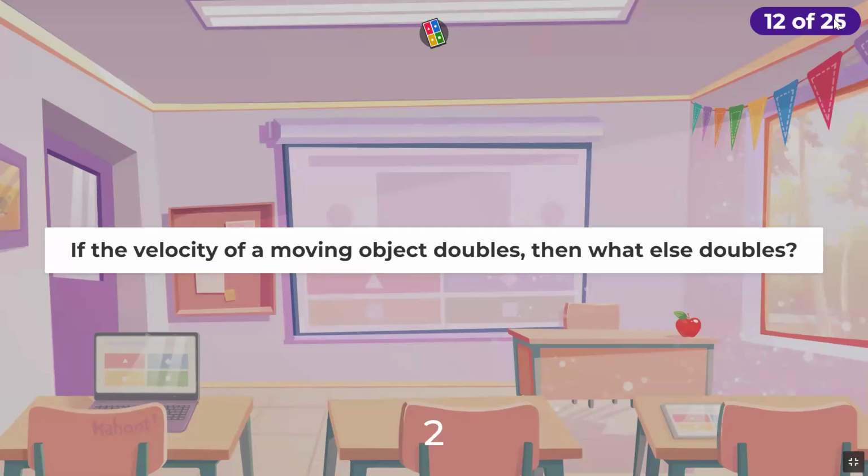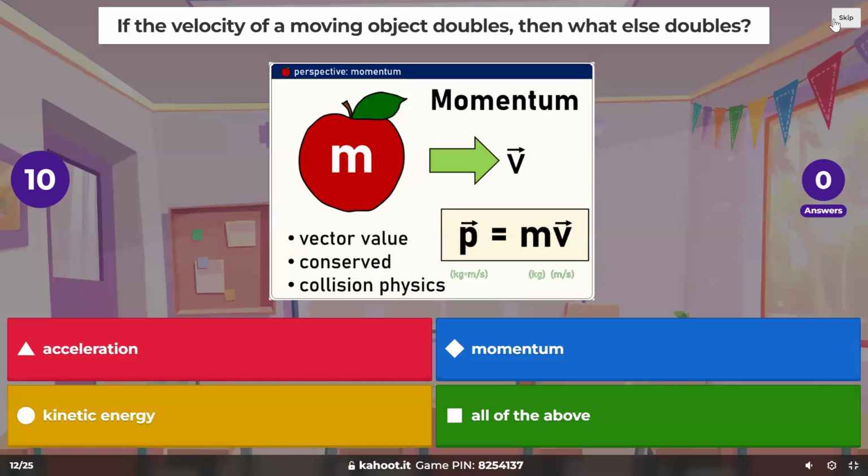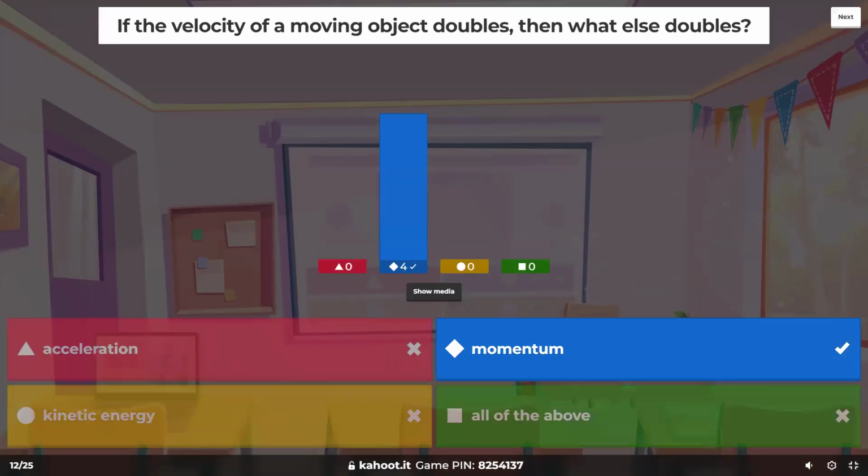Velocity of a moving object doubles. What else also doubles? All right, momentum, right? Because that's mass times velocity. Whereas what does happen to kinetic energy? If you double the speed, kinetic energy increases by a factor of what? 4. Yeah, because it'd be 2 squared, because 1/2 mv squared, right? A factor of 2 squared.